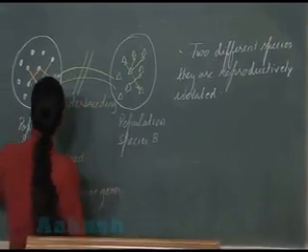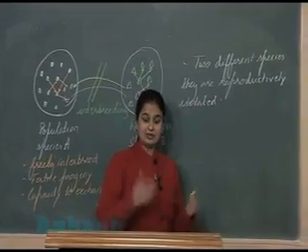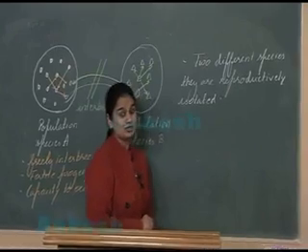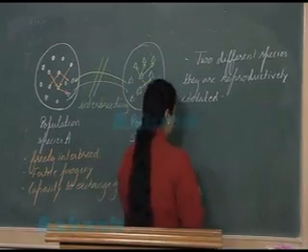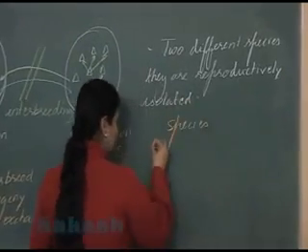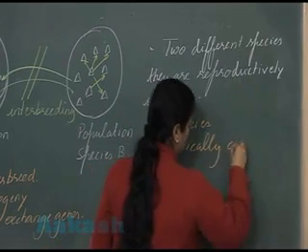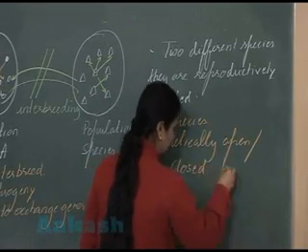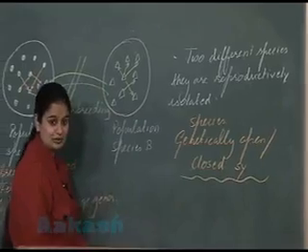Now, on the basis of all this discussion, please tell me whether species is a genetically open system or a genetically closed system. I am putting one question here. Whether species is genetically open, or it is genetically closed system. What do you think?